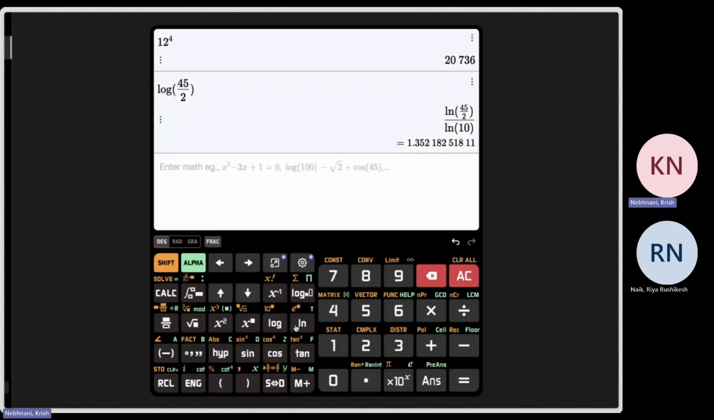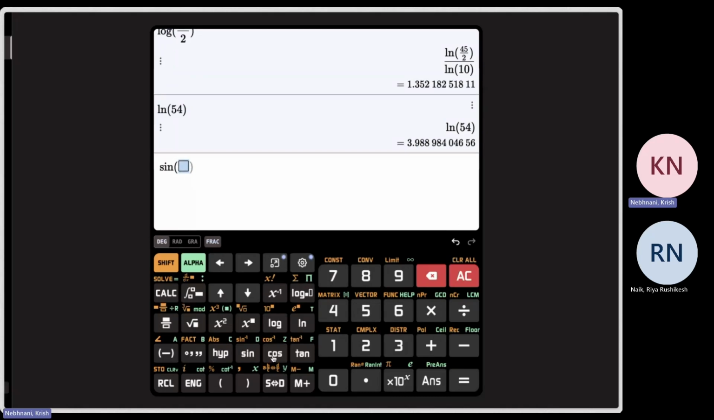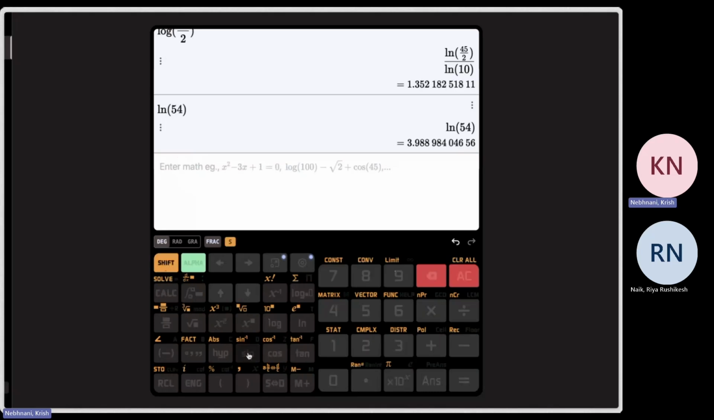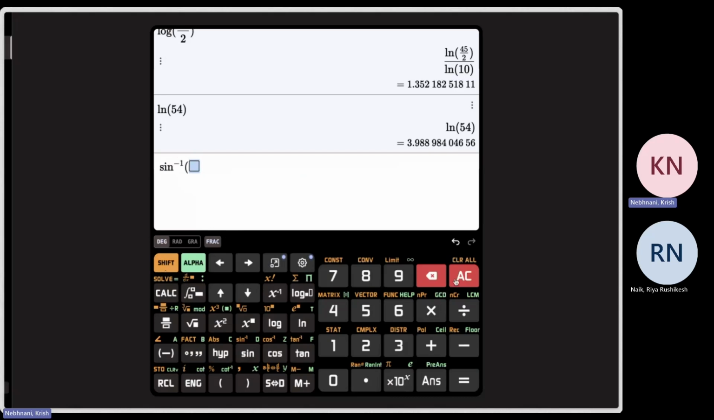Then you have the ln function, works similarly, just a bracket, enter your value, and you get the result. The fractions work the same way. You also have the sine, and then the cos and the tan function. Similar stuff to log and ln. You enter a value in there. You could also enter fractions. However, if you have to find sine minus 1, cos minus 1, or tan minus 1, you would press shift on your calculators, go to sine, press that, and then enter the values.